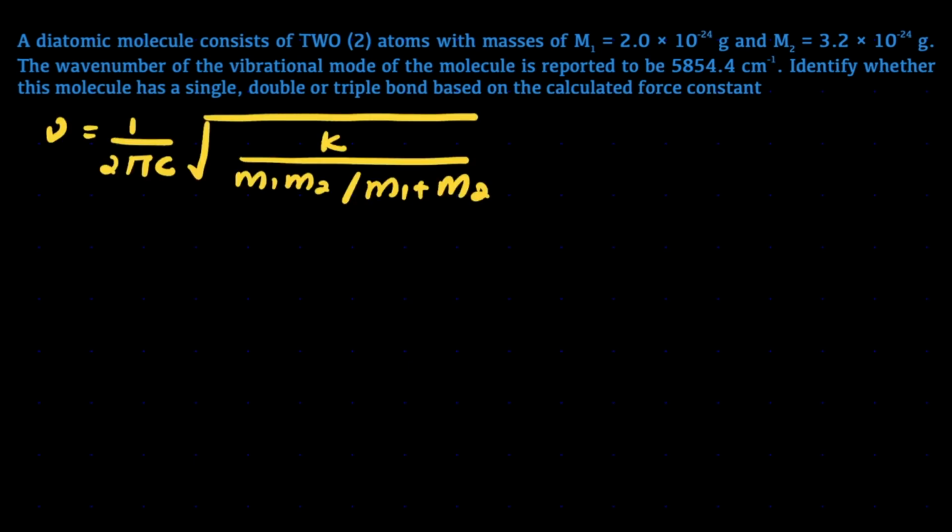Alright, so the formula that you can use is by using the wave number, because the wave number is given to you in the question. So the wave number is equivalent to 1 over 2 pi c times the square root of k divided by m1 times m2 divided by m1 plus m2. All of the values are given in the question, so you just have to plug in the values except for k, which is the force constant that we are going to calculate.